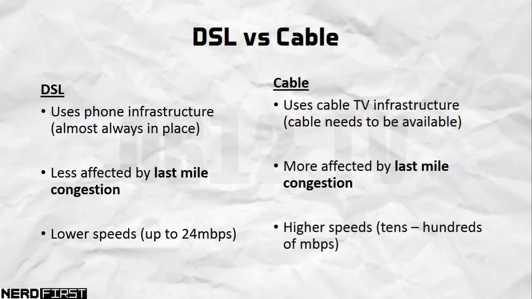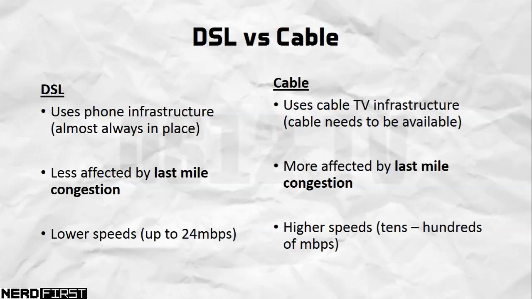So comparing these two technologies again, DSL has a slight upper hand in the sense that firstly, it uses existing infrastructure, assuming that your home has phone to it, which is definitely hugely more likely in comparison to having cable. So if you want cable internet or cable TV for that matter, the cable needs to be run into your home. In addition, DSL is less affected by last mile congestion, while cable is. This is of course by design, by how the cable was actually set up.